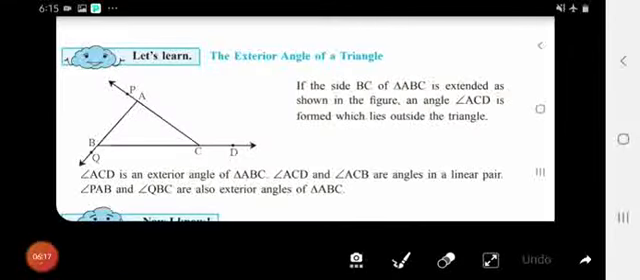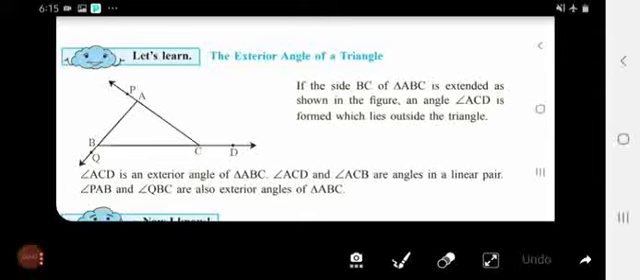Next concept is the exterior angle of a triangle. If any side of a triangle is extended, it forms one angle outside, and that angle is called the exterior angle of the triangle. Exterior means outside. So this angle is present in the outer part of the triangle. That's why the name is exterior angle of a triangle.